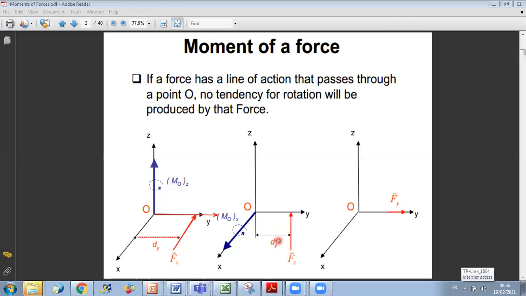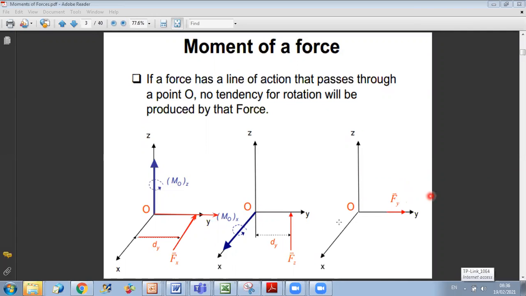Now in the second figure, I have the force Fz. Fz is parallel to z, so of course it cannot produce a moment about z. Fz is passing by the y-axis, so it cannot produce a moment about y. It will only produce a moment about x, and this moment is equal to the magnitude of Fz times distance d, and in a direction like this. It's trying to rotate like this. And we will learn how to determine the direction of the moment in a while together.